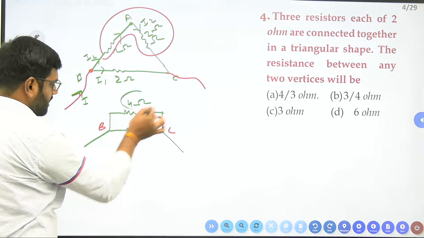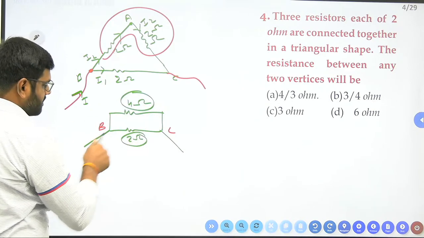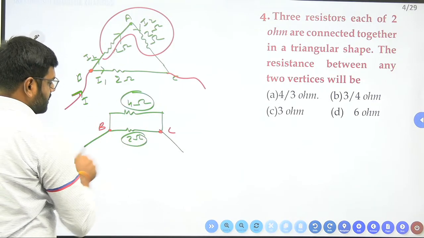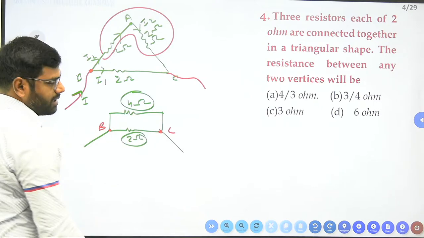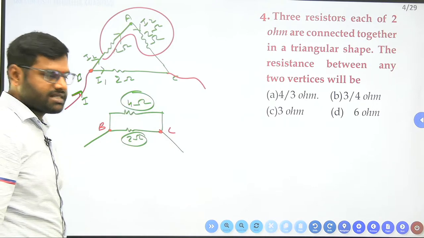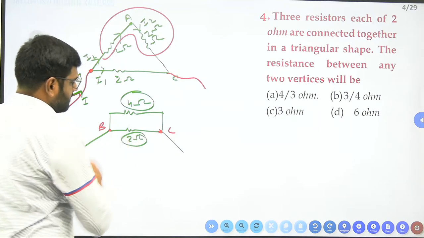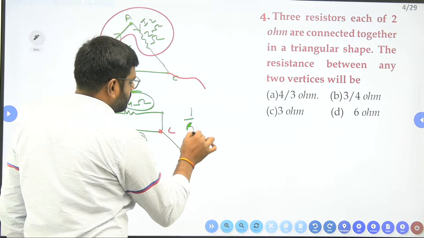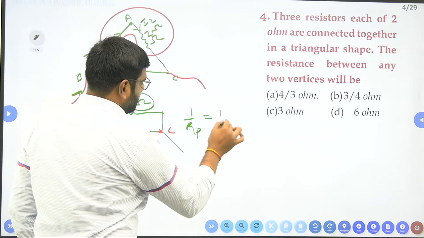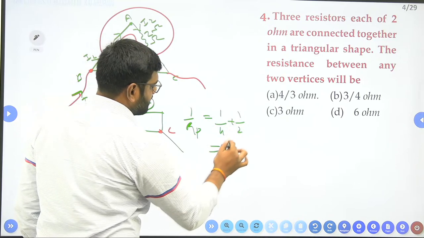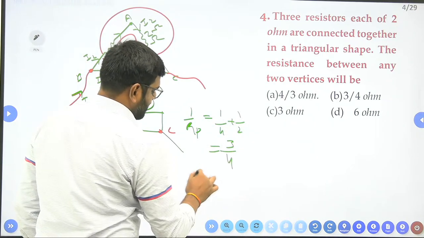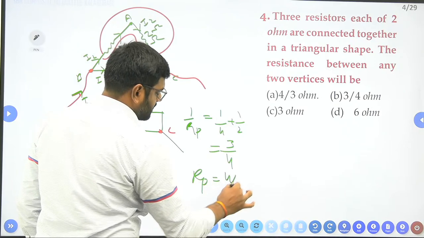So now 4 and 2 are in which combination? The potential difference between the 4 ohm and 2 ohm remains the same. If the potential difference is the same, then it is a parallel combination. Take the parallel combination: 1 by RP is equal to 1 by 4 plus 1 by 2, that you can get 3 by 4, then RP is equal to 4 upon 3.